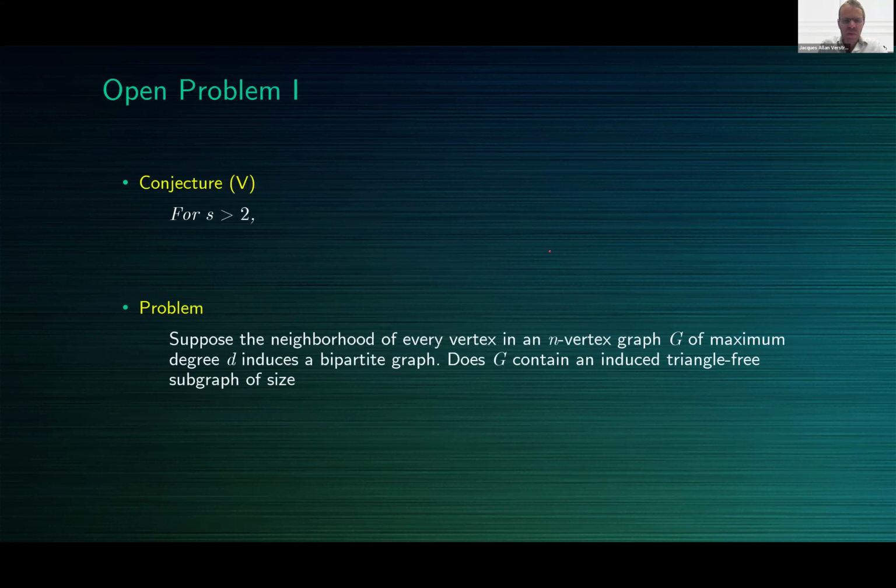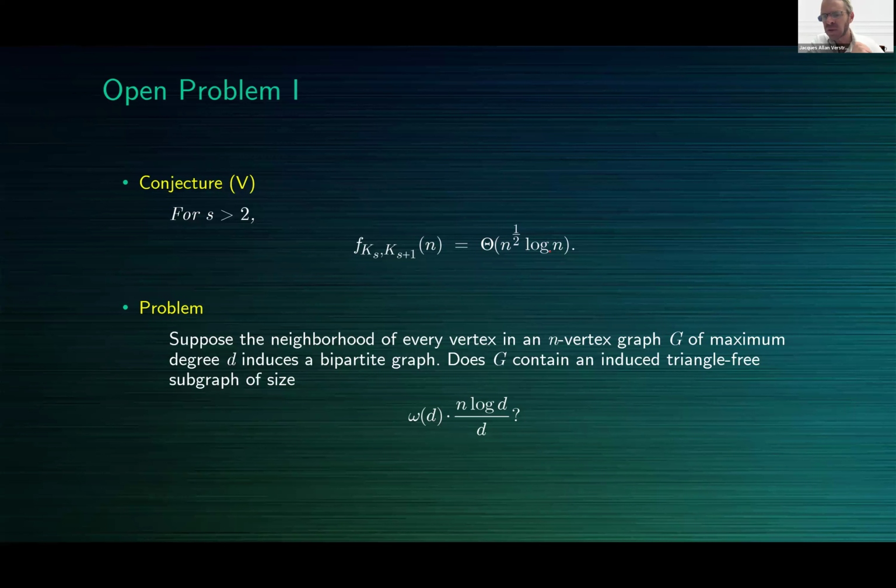Okay, so I'm going to just end with a couple of open problems. I think that our bound for these Erdős-Rogers functions is tight. N to the half times log n to the power of 1 is the right answer. And in particular, there's one very simple little problem that comes up that should be answered. If every neighborhood of a graph induces a bipartite graph, can you find a triangle-free subgraph that's better than the size of a largest independent set that you can guarantee, by some omega of d going to infinity? So that's one open problem.